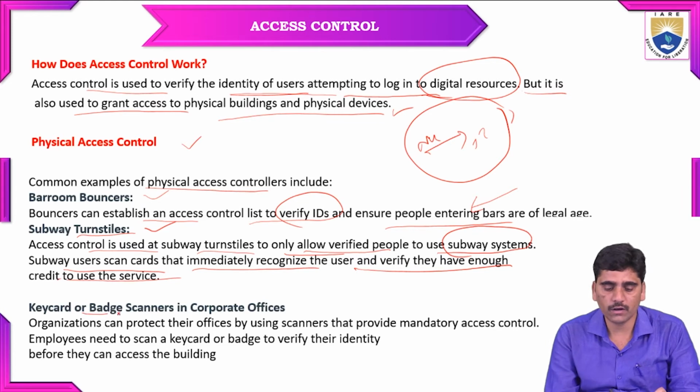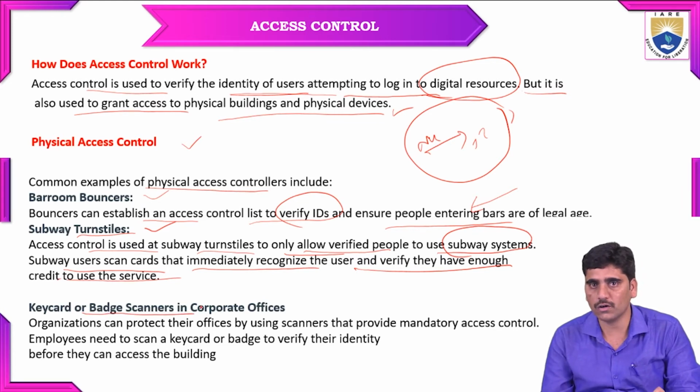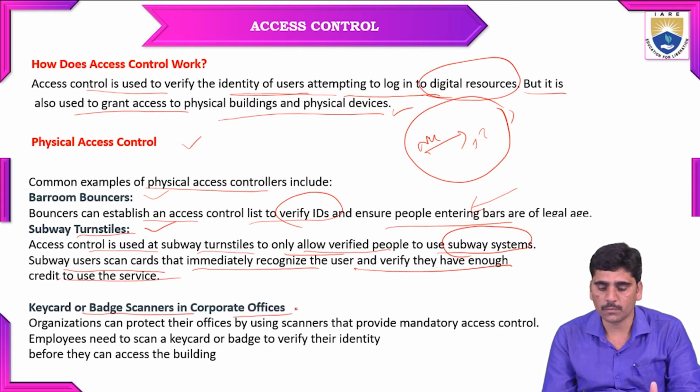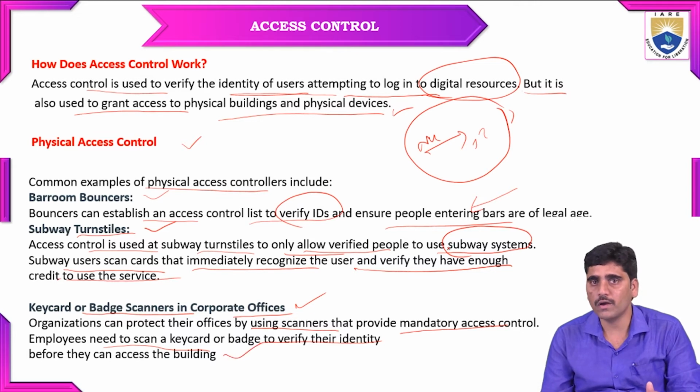And next one, key card or badge scanners. Key cards or badge scanners are used in corporate offices. Organizations can protect their offices by using scanners that provide mandatory access control. An employee needs to scan a key card or badge to verify their identity before they can access the building. So employees working in corporate offices or organizations show their ID cards or scan their badges.